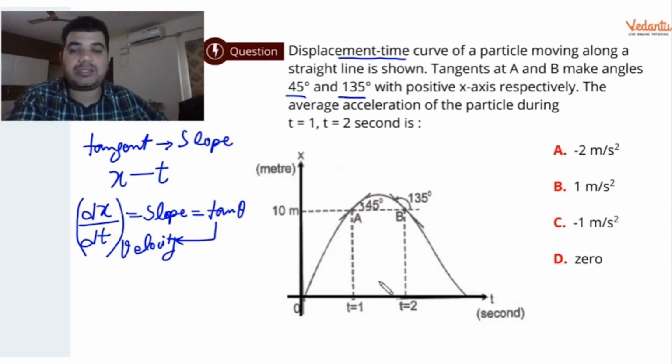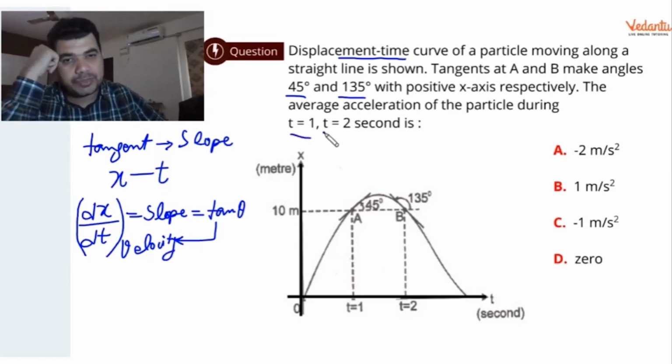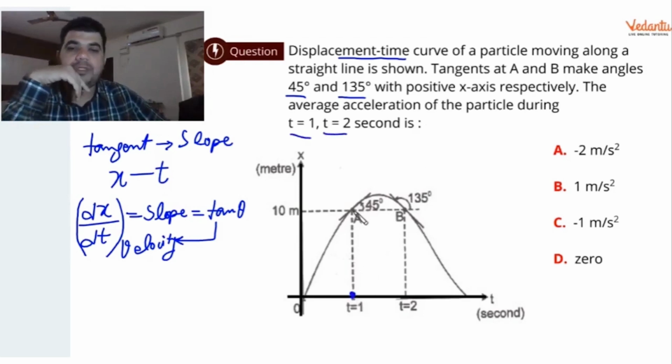So you have an xt curve. If you have an xt curve, it means you have to find the slope. So where we have to find the slope? The average acceleration at t1 and t2. So at t1 we have to find the velocity. Suppose that velocity is v1. And v1 is equal to what? Tan 45. Tan 45 you can say 1. So v1 is equal to 1 meter per second.